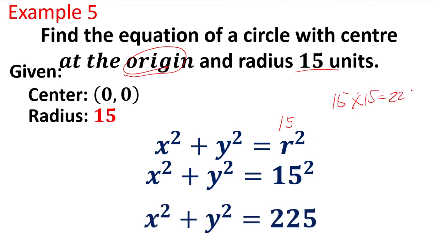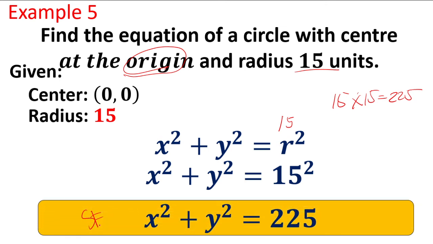So, that is now the standard form of the given equation of a circle with center at the origin and radius 15 units. That is x squared plus y squared is equal to 225. So, yun na yun. Mas madali kapag ang hinahanap mong standard form ay nasa origin.